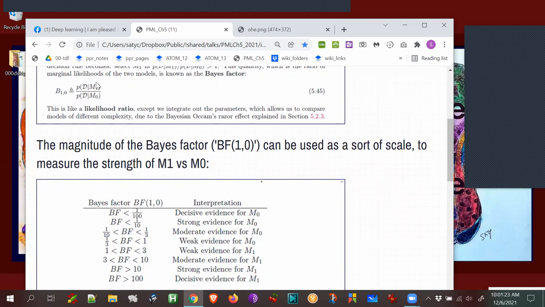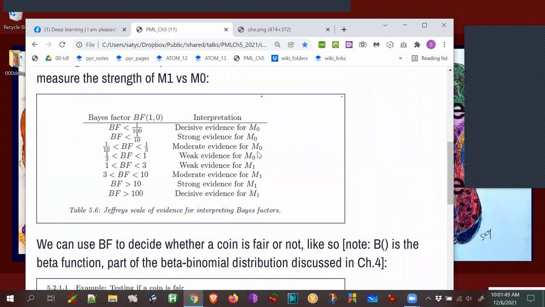If this ratio becomes between 3 and 10, M1 is even better. More than 10, M1 is amazing. More than 100, M1 is supremely awesome. So we can simply use these positive values, these fractions, or very large values, to decide if you should pick M0 or M1. Sorry, M0 or M1. So that is pretty much the whole hypothesis picking, which, like I said, in scientific circles, is a very big deal. But we can now do this using these Bayes factors.